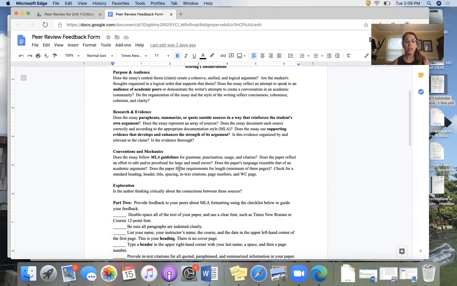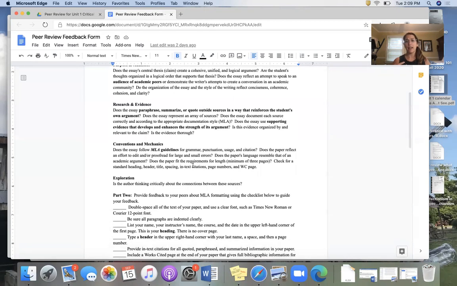The next one here is looking also at editing. So editing is a part of this. Is the student going through and punctuating titles correctly? That's a really important thing to do, especially when you're writing for an academic audience. There's an expectation that you've gone through this paper with a fine-tooth comb. And then this also says, does it fit the length requirements? Remember, this paper is supposed to be 3 pages minimum, so things like that.